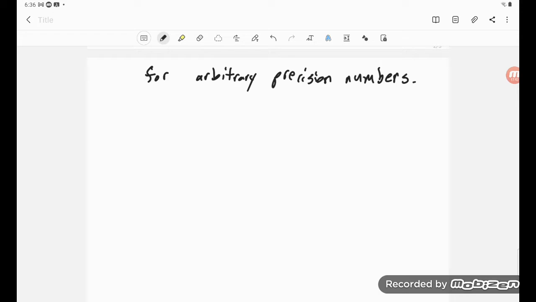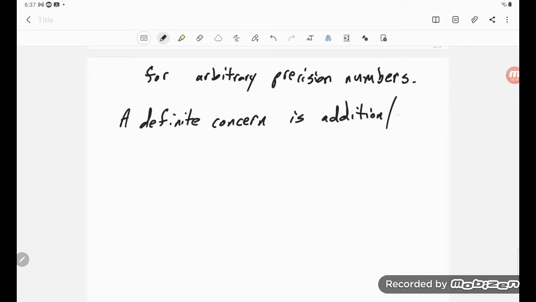Now, what else? The other, and this is definitely a concern. Okay, a definite concern is addition or subtraction. It really depends on the signs of the numbers as we talk about them, but really it's the difference. So really the difference is what we're talking about.